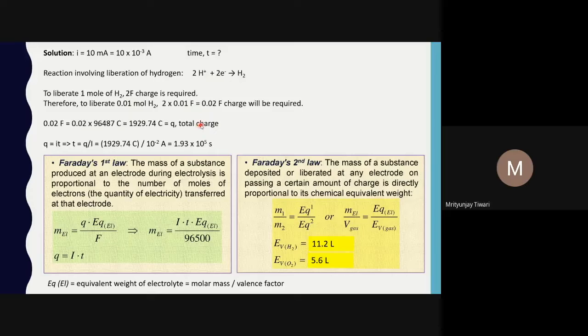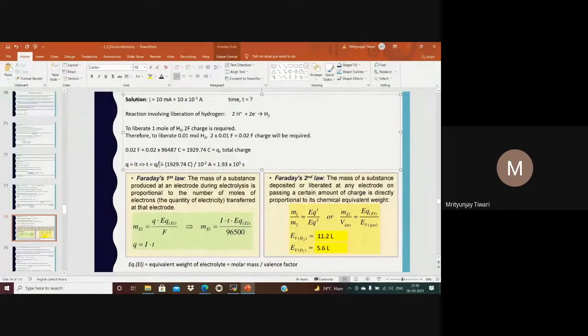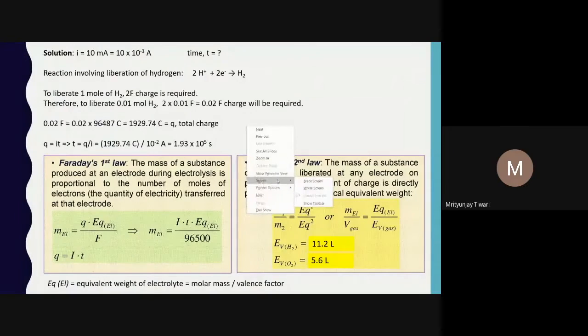Now the value of Q we have obtained, and the value of I is already given. So we can obtain the value of t, the time, which will be equal to Q divided by I. This should be a small case letter because I am using that symbol, so there should be certain consistency. So Q divided by I, 10 to the power minus 2, this value we get 1.93 into 10 to the power 5 second.